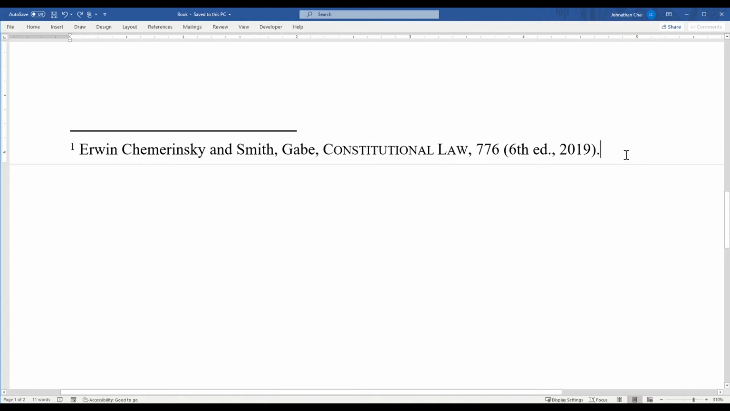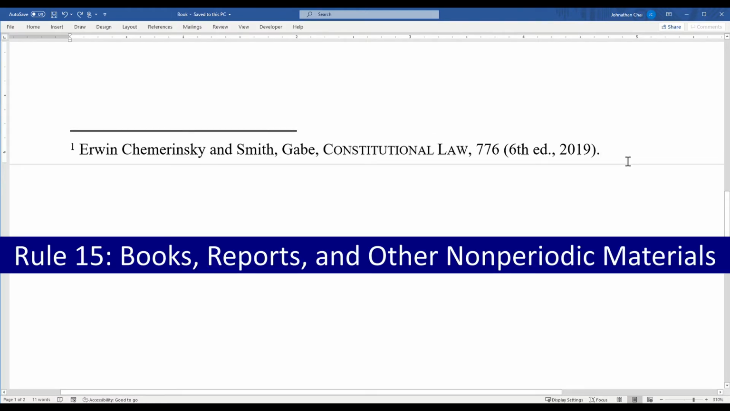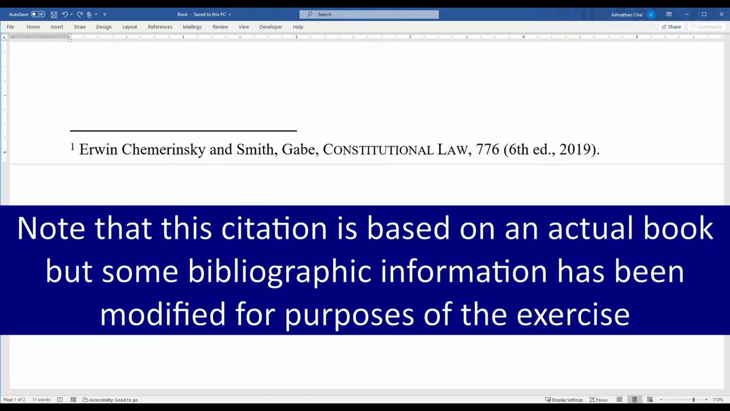This is how you edit a Bluebook citation of a book. You can tell that this is a citation of a book because there are authors and a title, so Rule 15 applies. Citations of periodical sources also have an author and a title, but a periodical is not being cited here because there's no journal name after the title and before the pin cite.